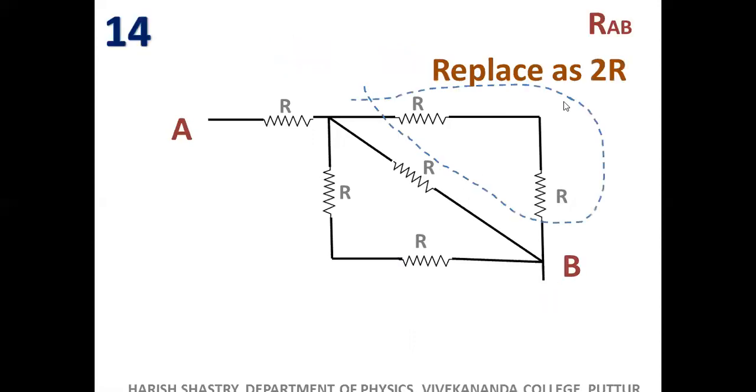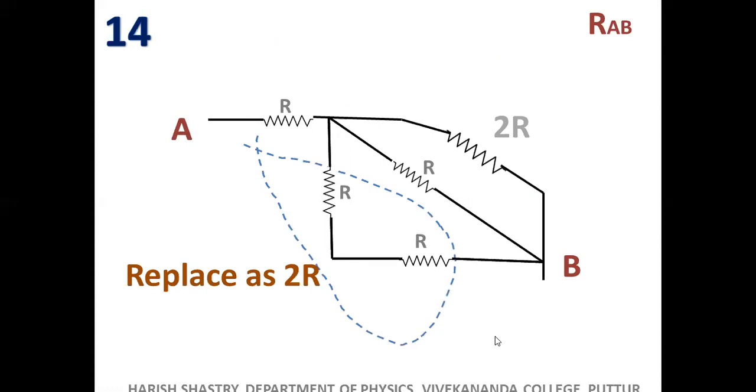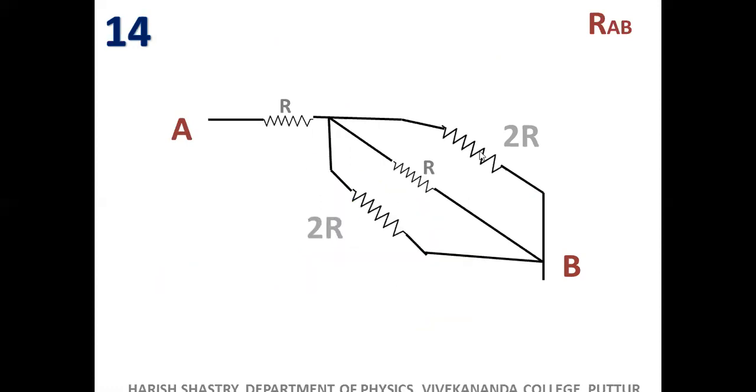Then we will proceed. So this can be replaced as 2R, and this can be replaced as 2R. So we have 2R parallel R parallel 2R. This can be easily solved. Make this 2R and 2R first parallel. The extreme 2Rs are parallel. What is 2R parallel 2R? 2R by 2. That is R. Then R parallel R, R by 2.